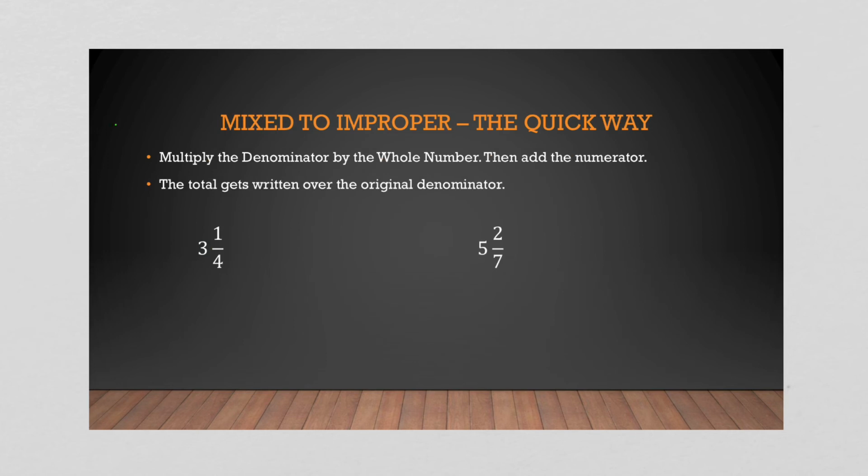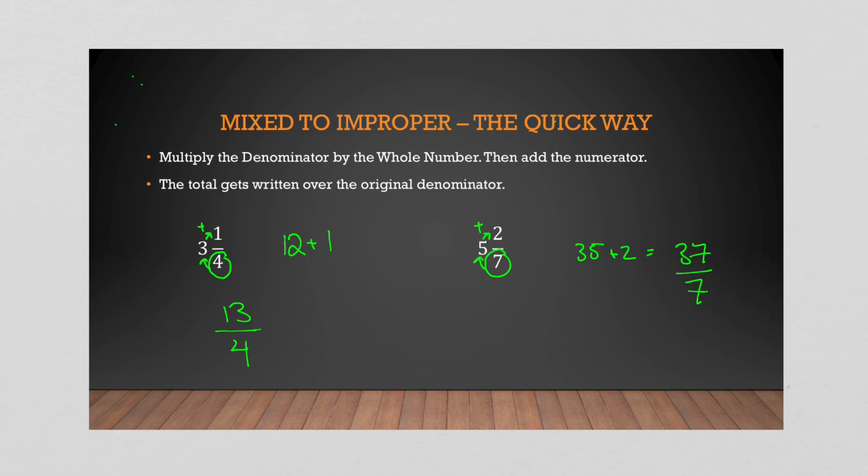So look at this. We take our denominator and we multiply it by the whole number because we have 3 complete pieces of size 4, which gives us 12 pieces. But then we have 1 more piece, so we have to add that piece, 12 plus 1. So it means we have 13 pieces of size 4. So look at this next one. We take our 7, we multiply it by 5, we get 35, and then we add the 2 more. So we get 37 of size 7.